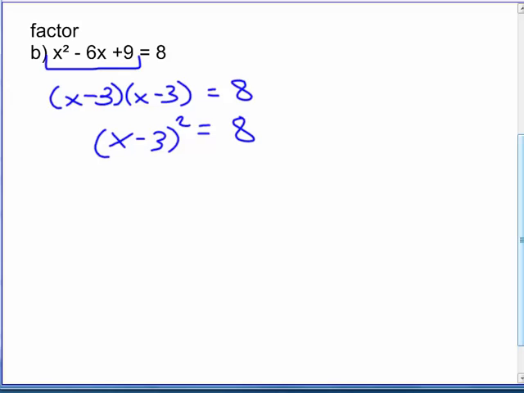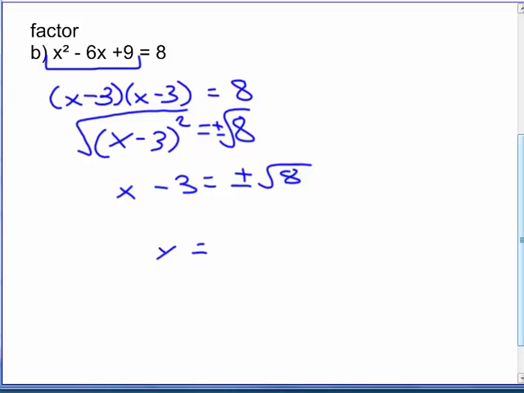And now it's just like the problem we just looked at. If I have something squared, I can take the square root. So I get x minus 3 is plus or minus the square root of 8. I'm going to move the 3 over. So my final answer is going to be 3 plus or minus the square root of 8. Now we could simplify the square root of 8 into 2 root 2. We will later. But for right now, that's okay. But the key is, again, get it into something that is squared, a perfect square.